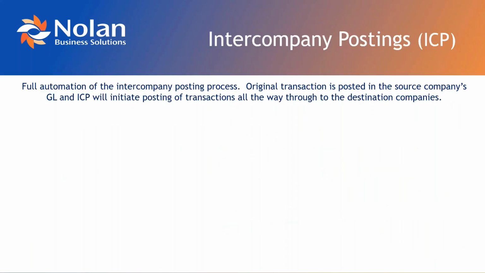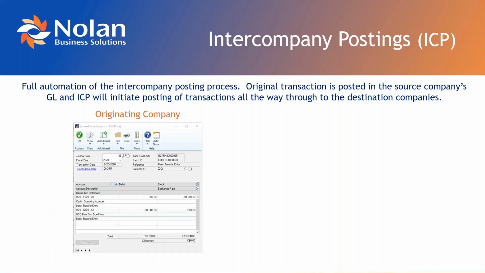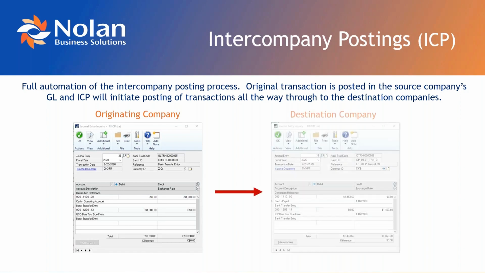In intercompany postings, our solution is a full automation of the intercompany posting process. The idea is that we take the original transaction in the originating company, allow you to do posting, and depending on the method or the posting options that you select, which we'll get into in a moment, we automate the posting to the destination company. So our intercompany module will initiate that posting all the way through to the destination company, therefore eliminating some of the additional steps that you might be required to take today for intercompany accounting.